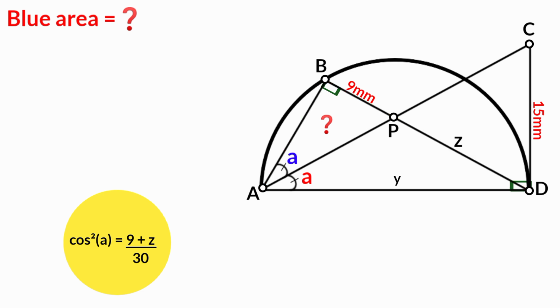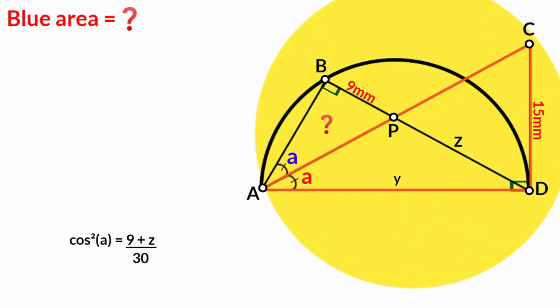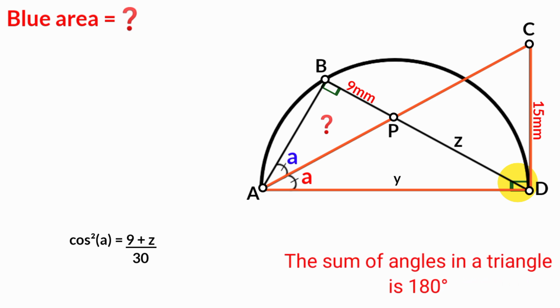Now what is Z? We don't know. But if you come here with this triangle ACD, we have the size of this angle to be A, and this angle is 90 degrees. Based on the rule that the summation of angles in a triangle is 180 degrees, this angle must be 180 degrees minus 90 degrees minus A.